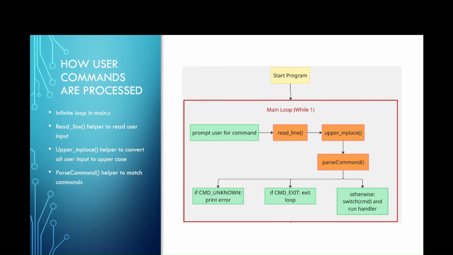Based on the result, the program will either exit the loop if the command is exit, print an error if the command is unknown, or use a switch to run the correct handler, such as the open command or the show all command. After handling these commands, it will go back to the main loop and wait for the next input until the user finally chooses to exit the program.